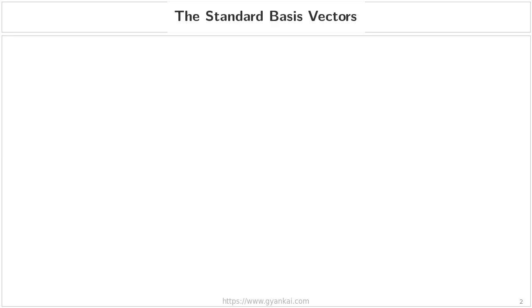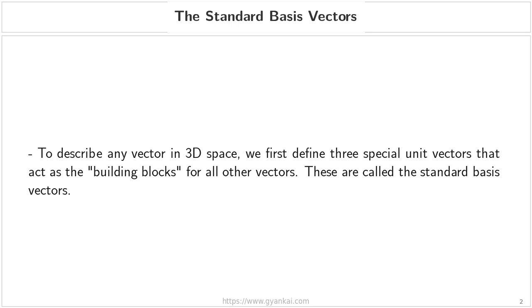The standard basis vectors. Now that we understand that vectors can be represented geometrically as directed line segments, we need a way to describe them using numbers. To do this in three-dimensional space, we first define three special unit vectors that act as the building blocks for all other vectors. In mathematics, we refer to these as the standard basis vectors.